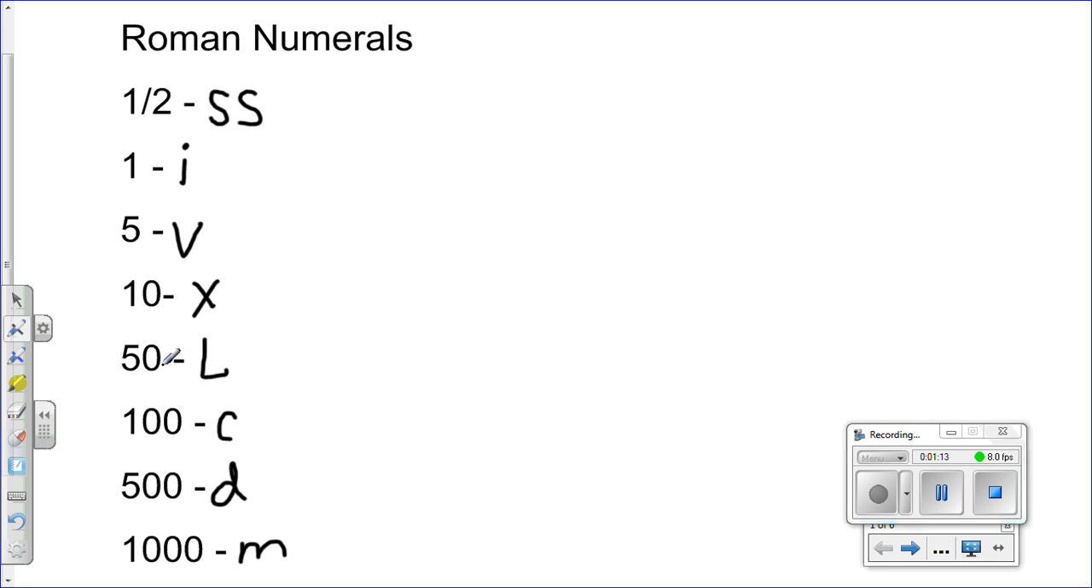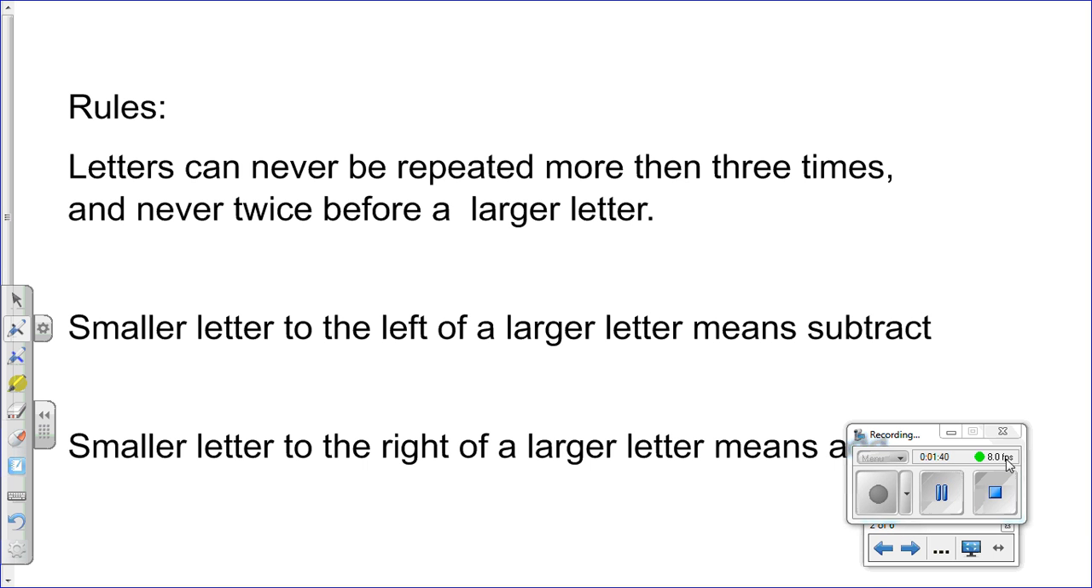Some people like to think of 50, 100, 500, and 1000 as "lovely cats drink milk." Lovely cats drink milk. For I, V, and X, come up with your own different thing for them. But 50, lovely cats drink milk. And notice the pattern for 1, 5, 1, 5, 1, 5, 1, 5, and work with that.